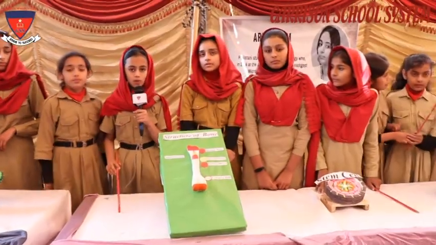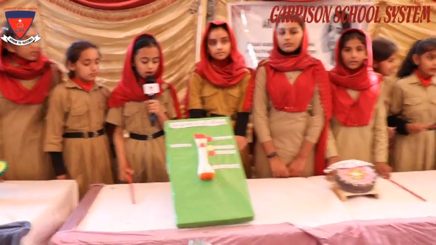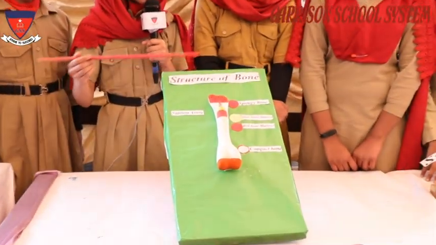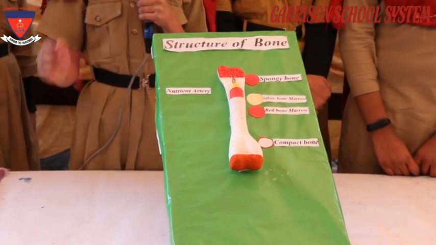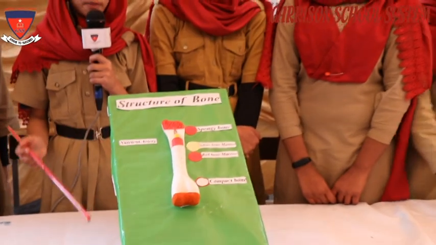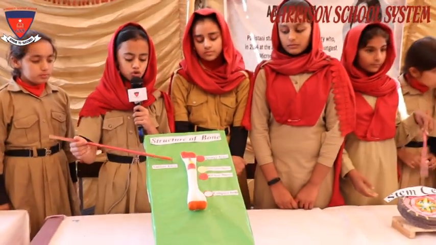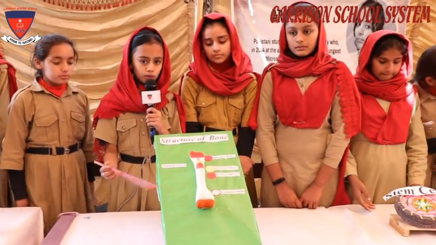Good morning and Assalamu alaikum. My name is Zarika Asif. I belong to class 5 Moon. Our model name is structure of bone. There are two types of bone: spongy bone and compact bone. It contains yellow and red bone marrow in which blood is produced. The nutrient artery provides food to the bone.